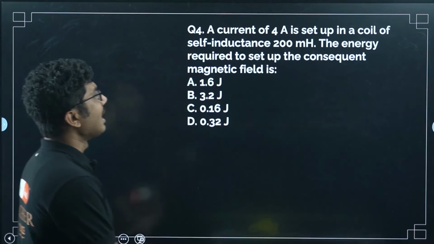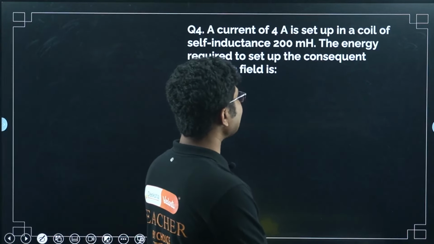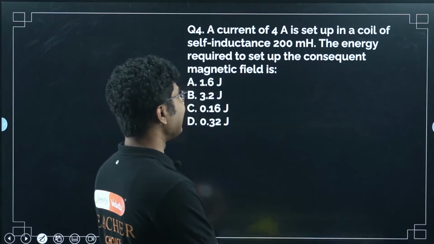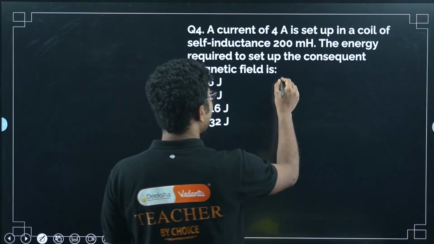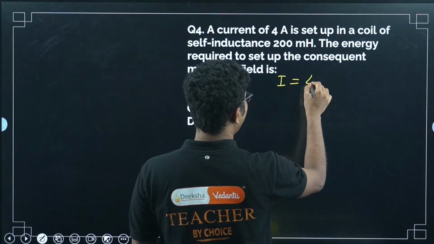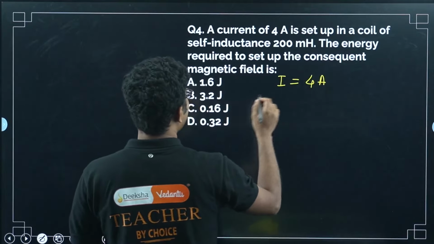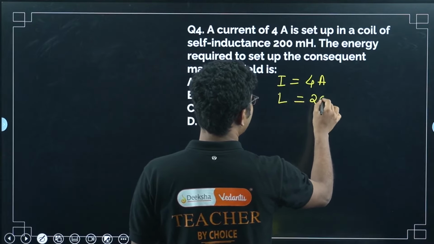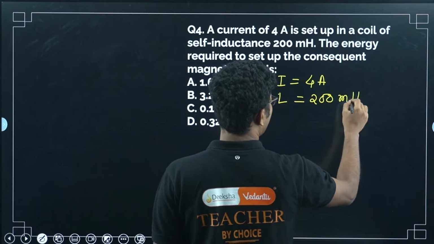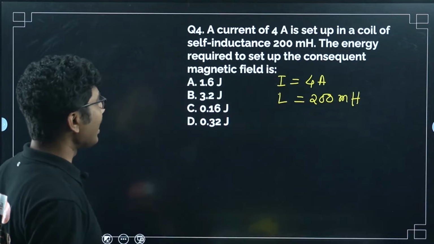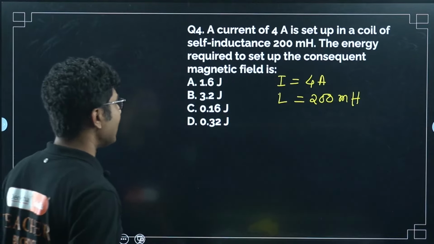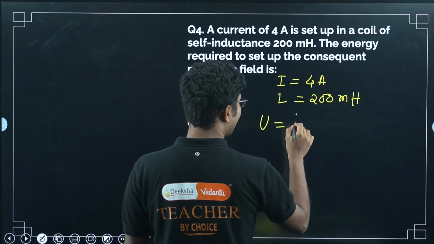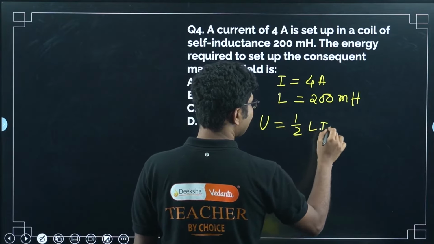Question number 4. A current of 4 ampere is set up in a coil of self-inductance 200 millihenry. So current is given as 4 ampere, and self-inductance L is given as 200 mH. The energy required to set up the consequent magnetic field: we know that energy required is basically work done, and work done is half L i square.